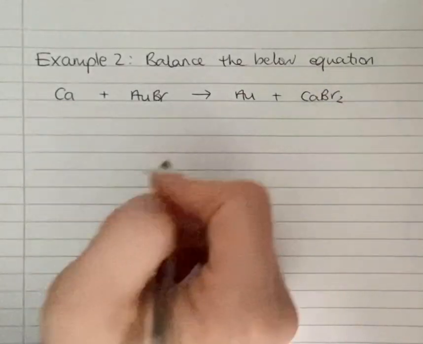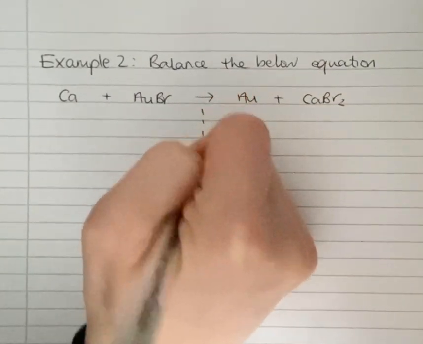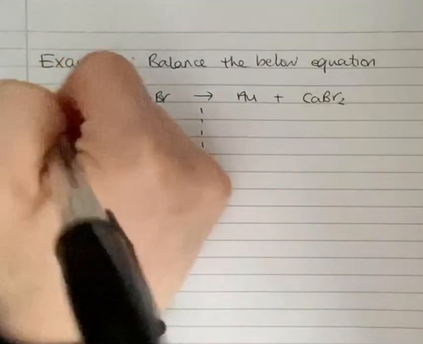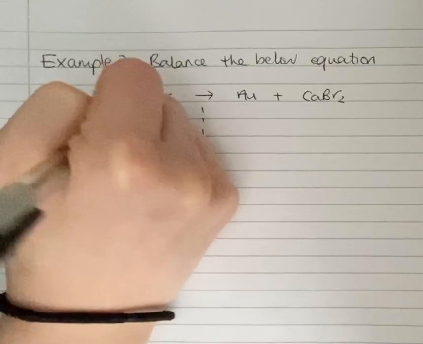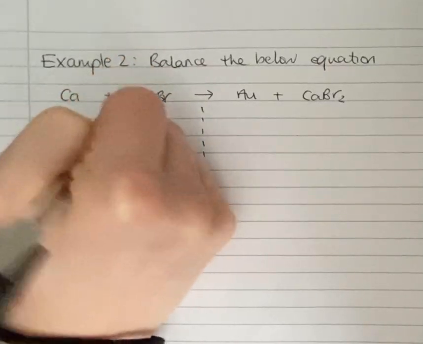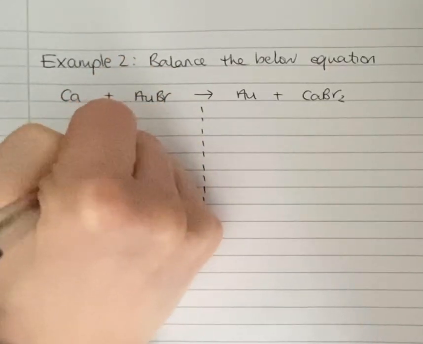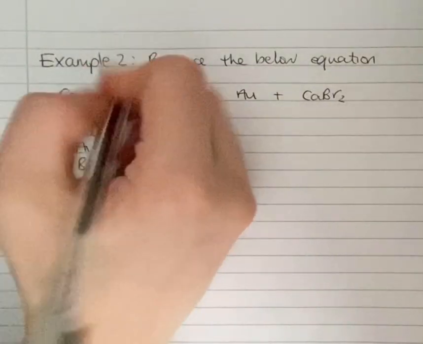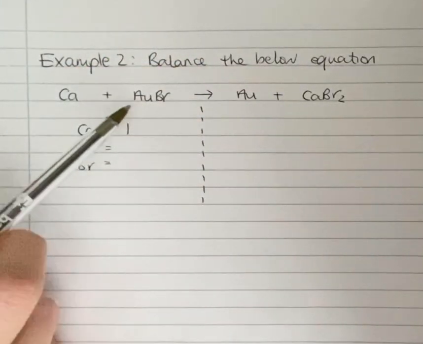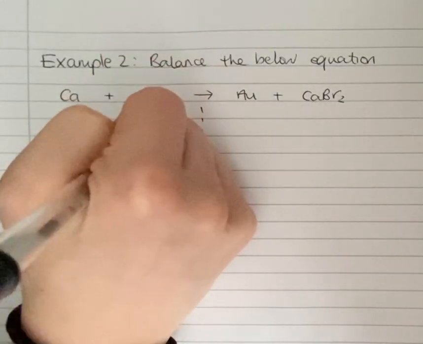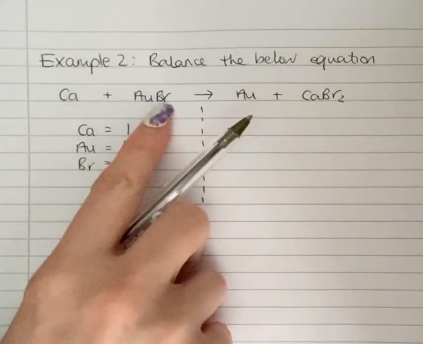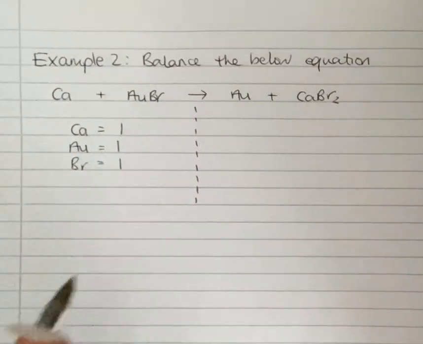So the very first thing we need to do is work out how many of each element we've got on each side. Okay, so we'll start with our reactants. And the 3 types of elements we've got are calcium, gold and bromine. So if you look here, there's 1 calcium, there's 1 gold, and there's 1 bromine. Okay, so remember, if there's no numbers after, that means there's just 1.